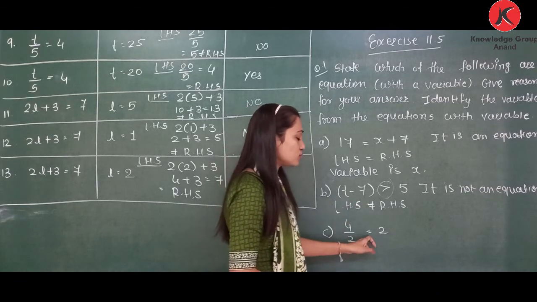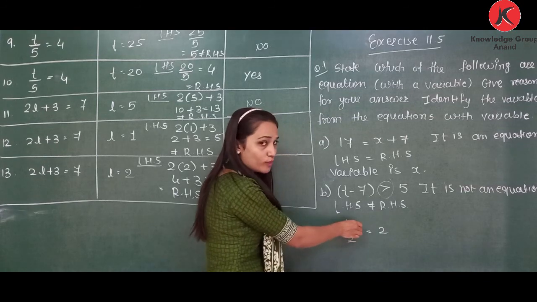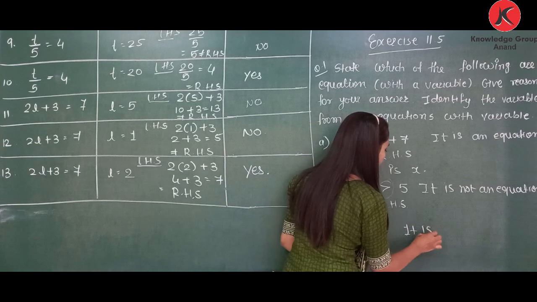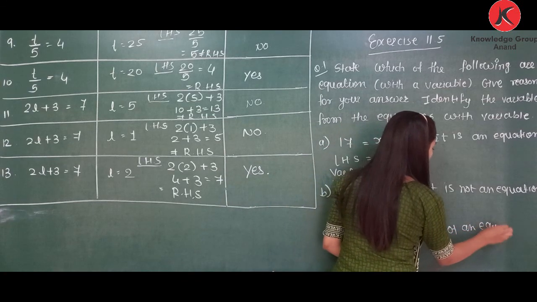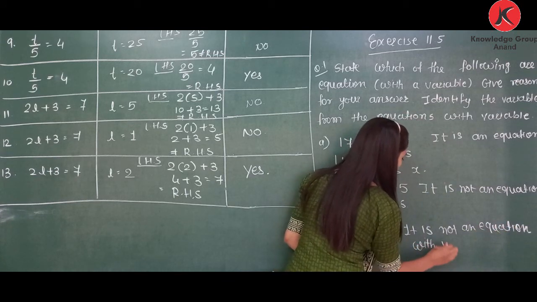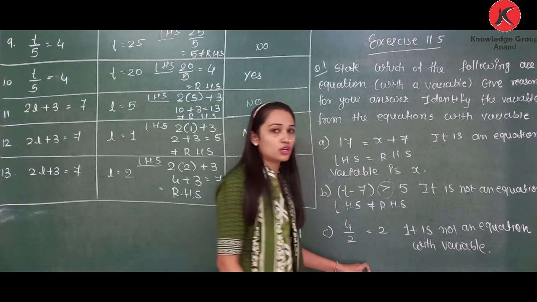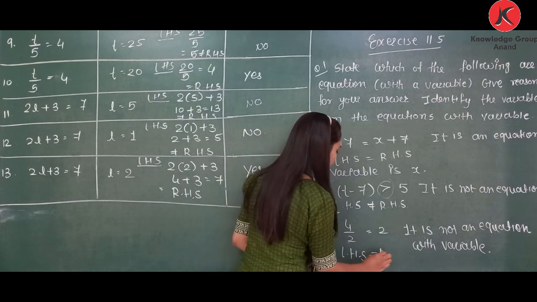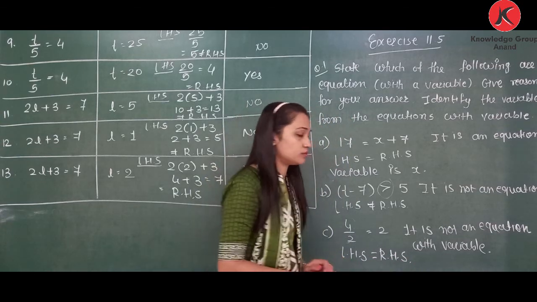Next is 4 by 2 is equal to 2. If we divide 4 by 2, you get 2. But it is not an equation with variable. So we can write it is not an equation with variable. It is an equation, but it is a numerical equation. It is not an equation with variable. Here you can consider left hand side is equal to right hand side. So you can consider this as a numerical equation.